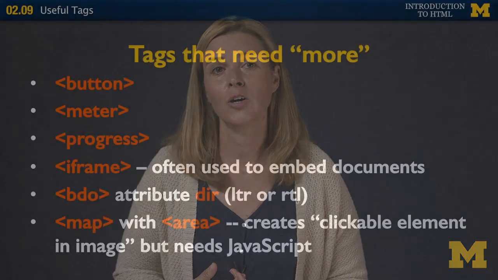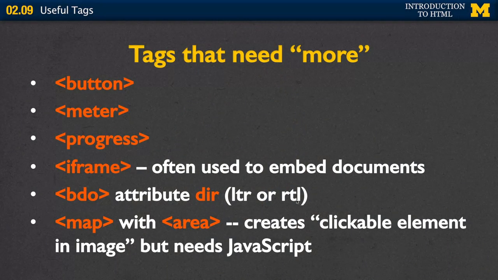The issue with these tags is that they, as I say, need more. It's really weird to use these tags unless you're also incorporating them with JavaScript or some other elements that you probably don't know a lot about yet. So these include the button, the meter, progress, iframe, BDO, which stands for bidirectional orientation, and then the map attribute along with area. Now, people really like these, but they tend to need JavaScript.